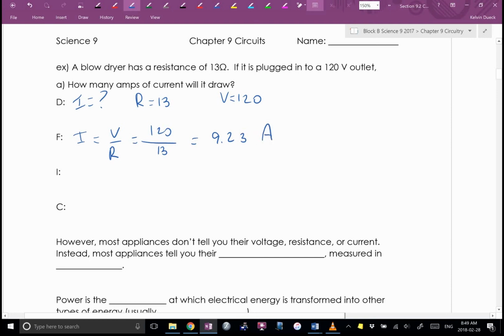Okay. Now, I combined everything in one line there. But you can see I did all 4 steps. I listed my data, I found a formula, insert the numbers, correct. And usually I tend to do that because I'd like to save paper. So I do this all in one line.